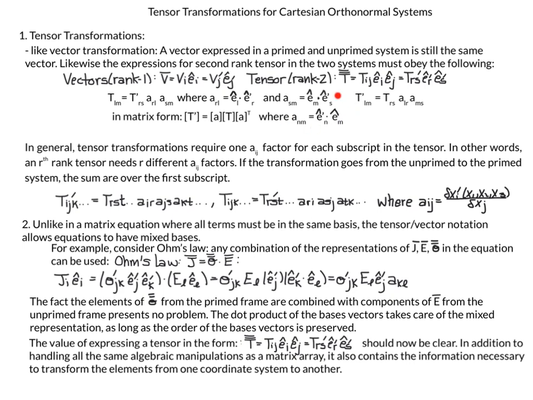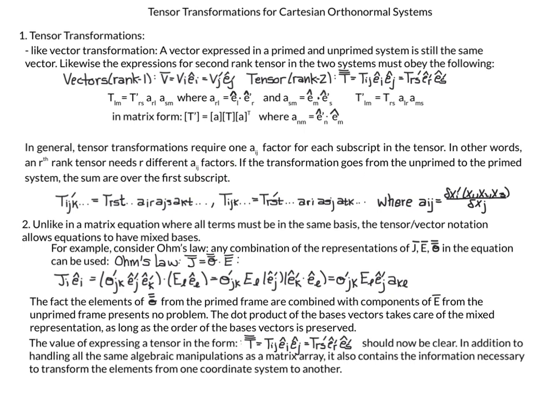And this matrix here is exactly what we had when we had our vectors. We talked about when we changed from one coordinate system to another, we can figure out our transformation matrix with this exact equation here. So this is totally analogous to the vectors, except now we have an A in front and an A transpose behind. And in general, tensor transformations require a matrix factor for each subscript in the tensor. In other words, an R-ranked tensor needs R different A_ij factors.